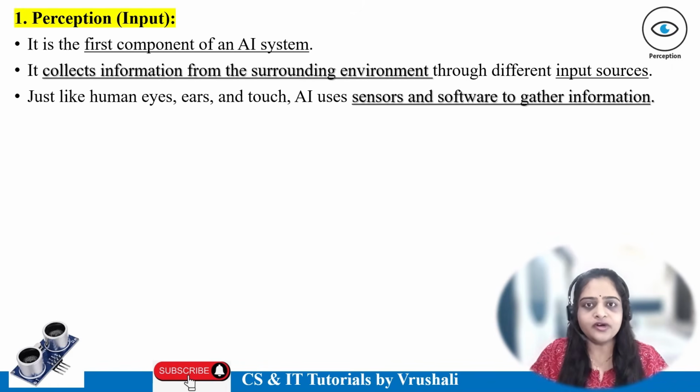Now, the first component in AI is called perception, which is also called input. In AI, there are multiple input sources that sense and collect all the surrounding information. For example, sensors like a temperature sensor that senses the current room temperature, right? Then a soil moisture level sensor that collects the moisture level of soil. Basically in humans there are eyes, ears and touch. Similarly in AI there are sensors and software that gather the information, which is called perception.